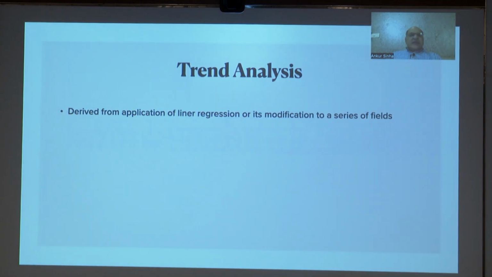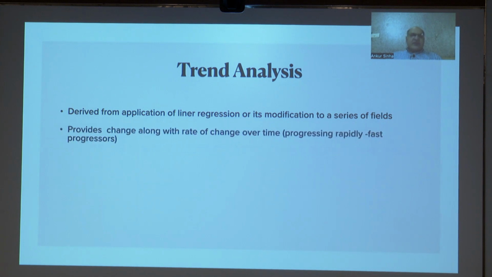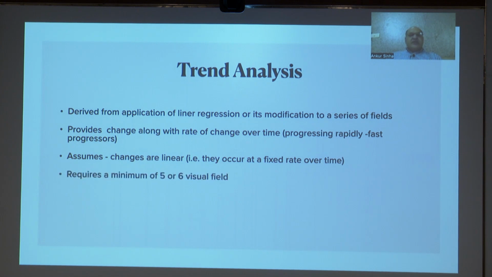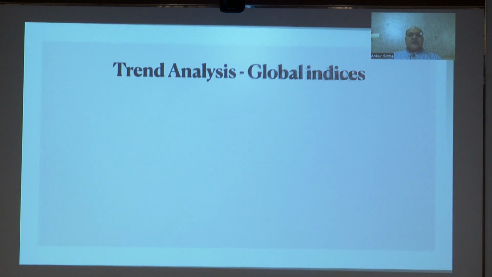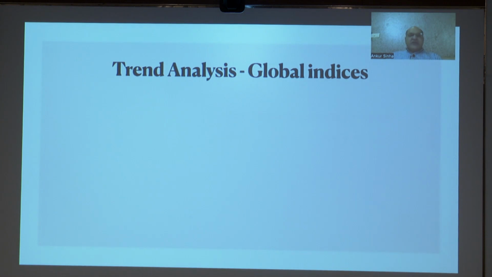Now, trend analysis is derived from linear regression or its modification in a series of visual fields. It provides change along with the rate of change. So we have the rapid progressors and slow progressors there. It assumes the change would be linear, that is fixed over a period of time, and it requires a minimum of 5 to 6 visual fields. It may be applied to the global indices, the cluster of points, individual points, or it can even be event-based.